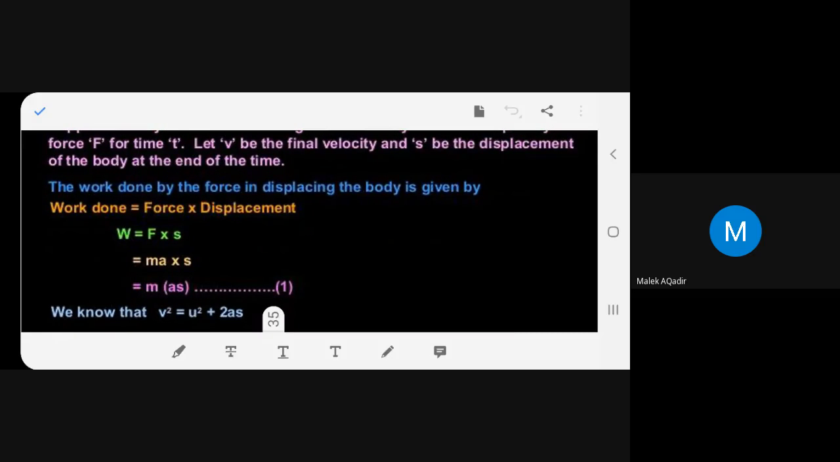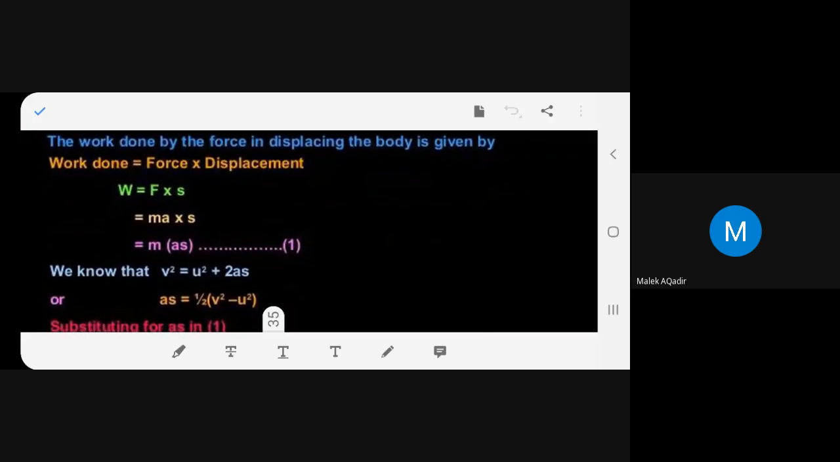This formula, are you aware of? Yes, ma'am. Earlier we had done this. Work done is equal to force into displacement. Then W is equal to F into S is equal to ma into S is equal to m into bracket as.